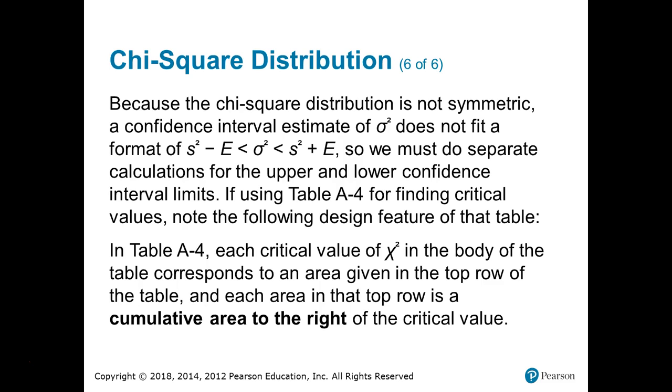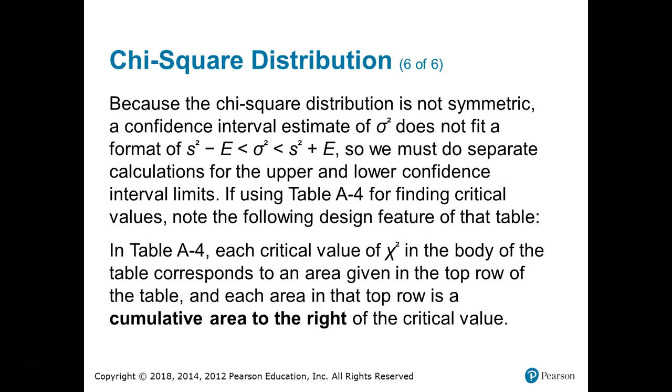So if we are using Table A4 for finding critical values, note the following design features of the table. In Table A4, each critical value of chi-square in the body of the table corresponds to an area given in the top row of the table. And each area in that top row is a cumulative area to the right. This is an important part, to the right of the critical value. When we do an example, I think that will solidify what the text is saying.